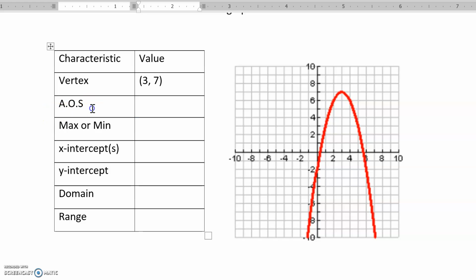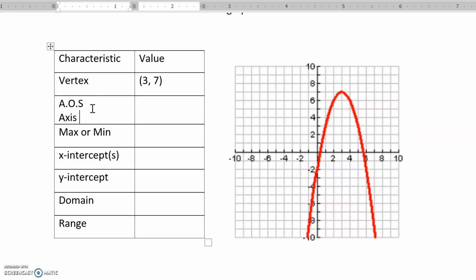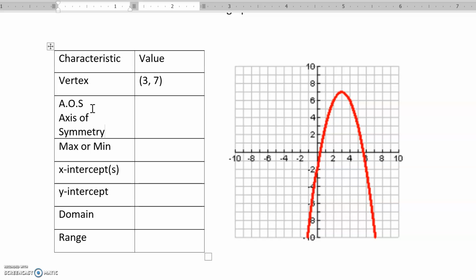Now AOS stands for axis of symmetry. And that axis of symmetry is a vertical line that cuts our parabola in half. It also goes through the vertex. So if we're talking about a vertical line, we need the x value, and our x value is 3, so we need to write the axis of symmetry as an equation, x equals 3, because it represents a line.